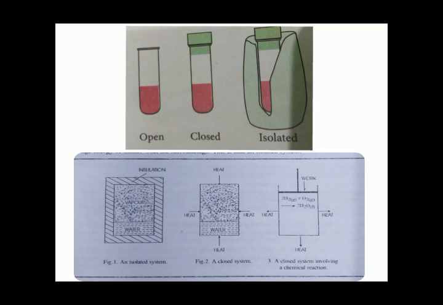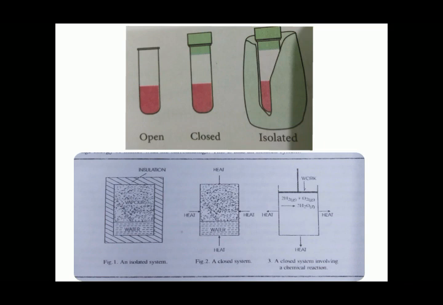A system which can exchange matter as well as energy with its surroundings is said to be an open system. Consider the evaporation of water placed in an open beaker. The water vapor, that means here the water vapor is the matter, will escape into the surroundings, while the heat energy required for this vaporization will be absorbed from the surroundings. So this is the case of an open system.